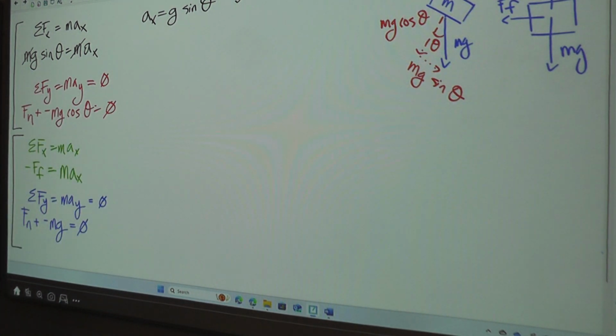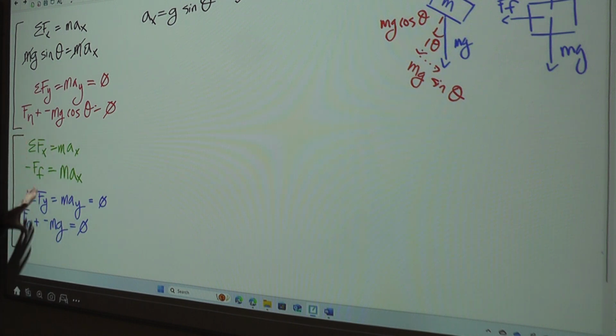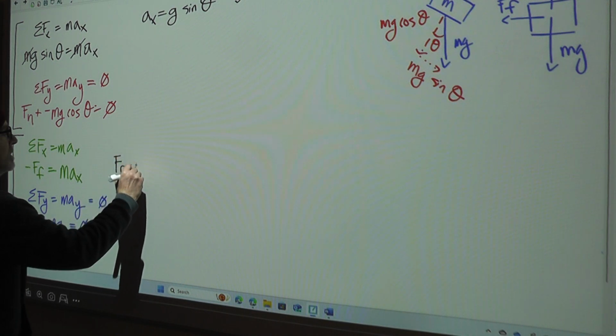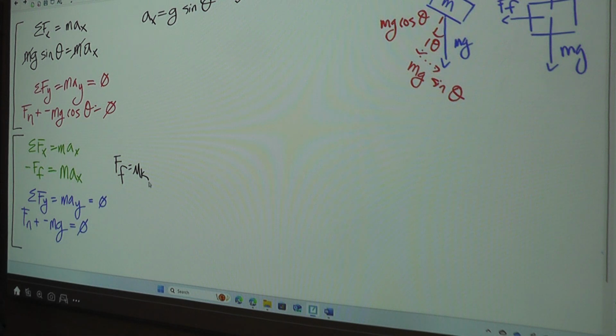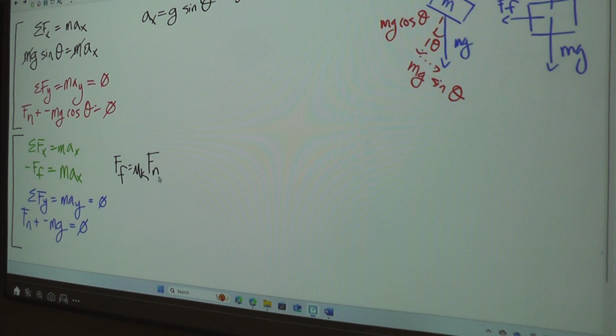And here's where we're gonna add a piece to the puzzle. And that is that friction is actually related to the normal force. We have one more equation we can use down here on the flat that's gonna be helpful. And that equation is that the force of friction is gonna be equal to the coefficient of friction times the normal force. And if that's true, then we can do some fancy substituting here, okay?